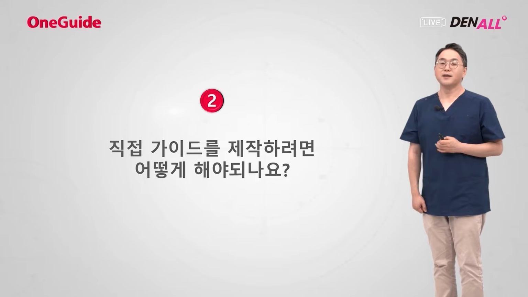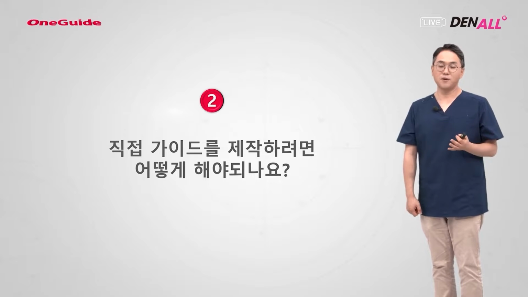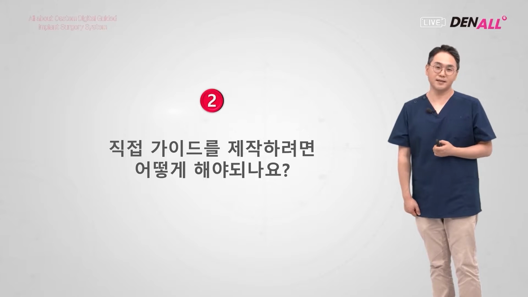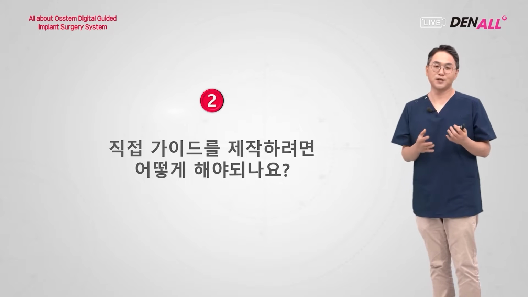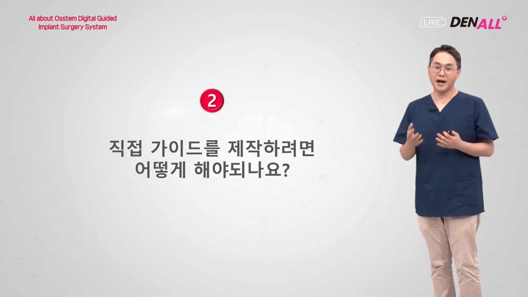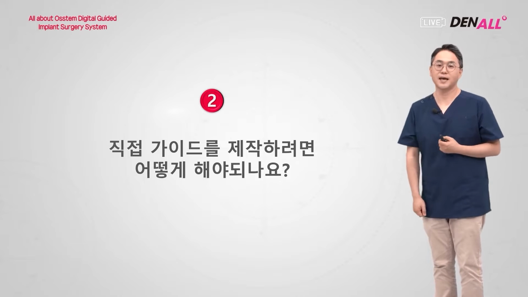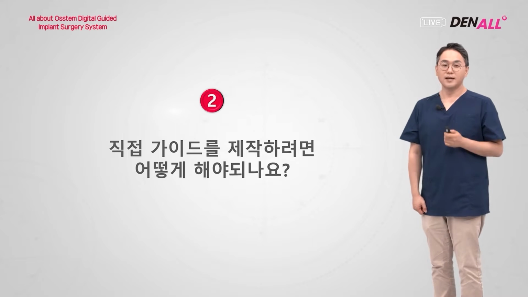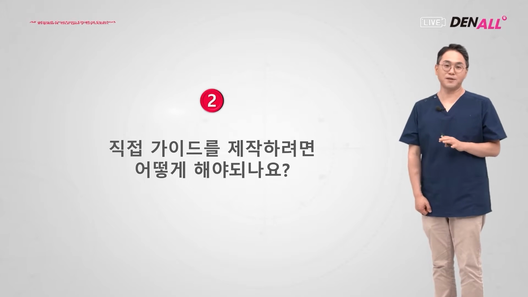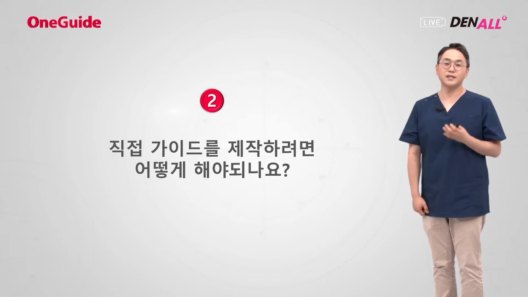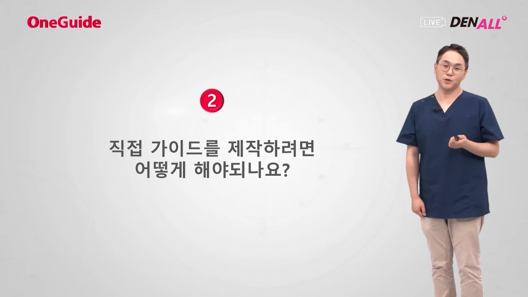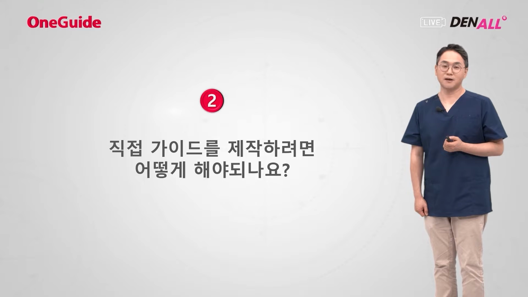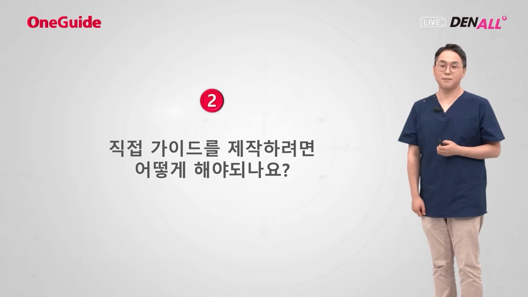What should I do to create my own guide? Up until now, rather than fabricating it yourself, it's better to request it from OSSTEM's Digital Center. You get a basic idea of the overall workflow, and you get a sense of what needs to be done to get an accurate guide. You need to do that first and then proceed with making your own guide. In order to do this, you need a planning program as well as a 3D printer. To have a 3D printer and planning program at first, you may need to make some investment, but if you want to do it yourself, that could be the way.